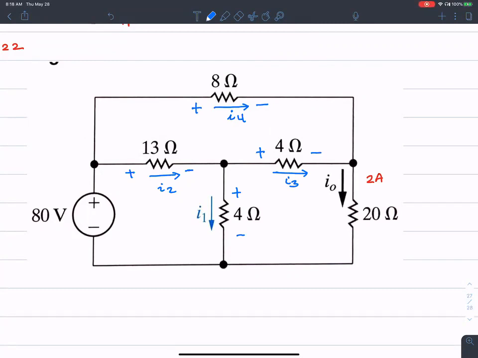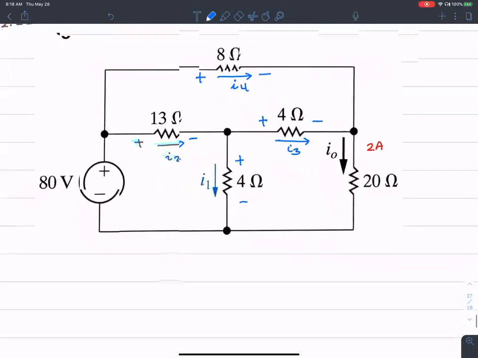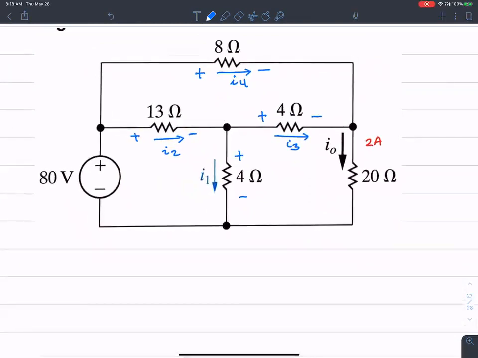So what are all the unknowns? I have I0, I1, I2, I3, and I4 as my circuit current variables, of which I know I0. I0 is already given. So I have 4 unknowns, so I will need 4 equations to solve for all the unknowns.